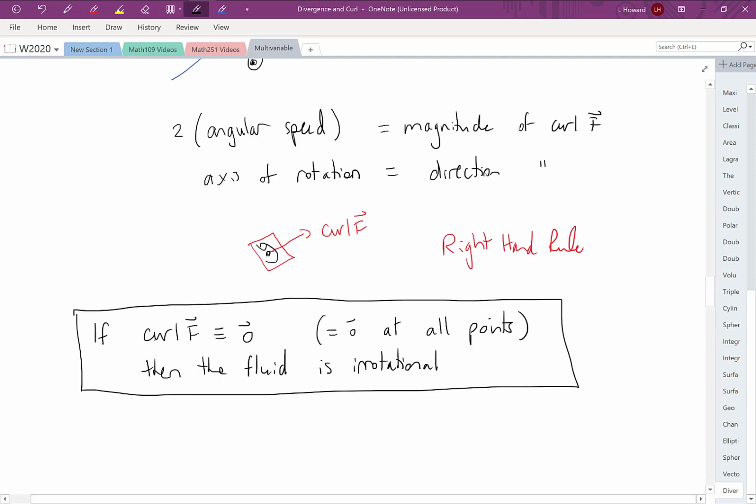Now, sometimes you might see a situation where you calculate the curl of F and it just comes out perfectly to the zero vector. When we say curl of F is identically equal to zero, we mean it comes out to the zero vector at every single point. So no matter what coordinates x, y, z you plug in here, you're getting the zero vector. So if that happens, then we say that the fluid is irrotational. So meaning there's no micro rotation around any of the points anywhere in space.